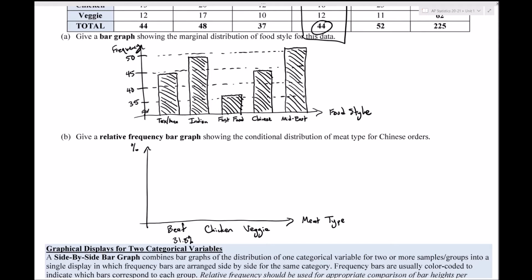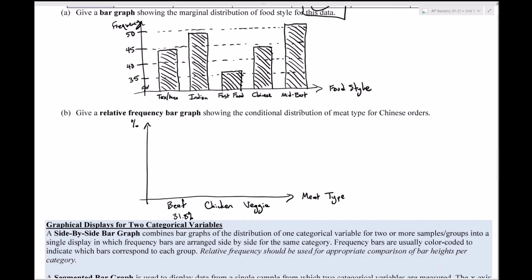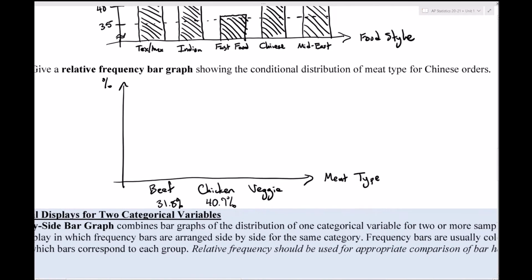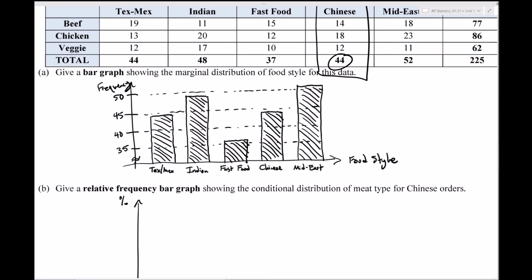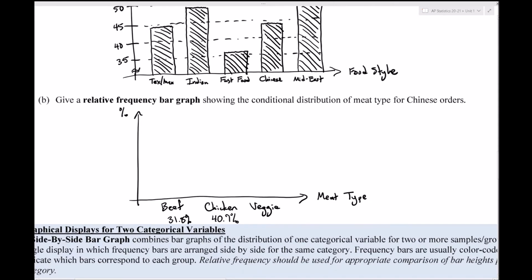So chicken. There were 18 observed chicken values for Chinese orders. So 18 divided by the same 44, 0.409090909. If I round that to the nearest tenth, 40.9%. The other one was 31.8. And then vegetarian, if I just add those 2 and subtract from 100, I should be good. But I'm just going to continue since I have the calculator anyway. 12 divided by 44, 0.27272727, so 27.3%. And I've got to check to see if those add up to 100%.